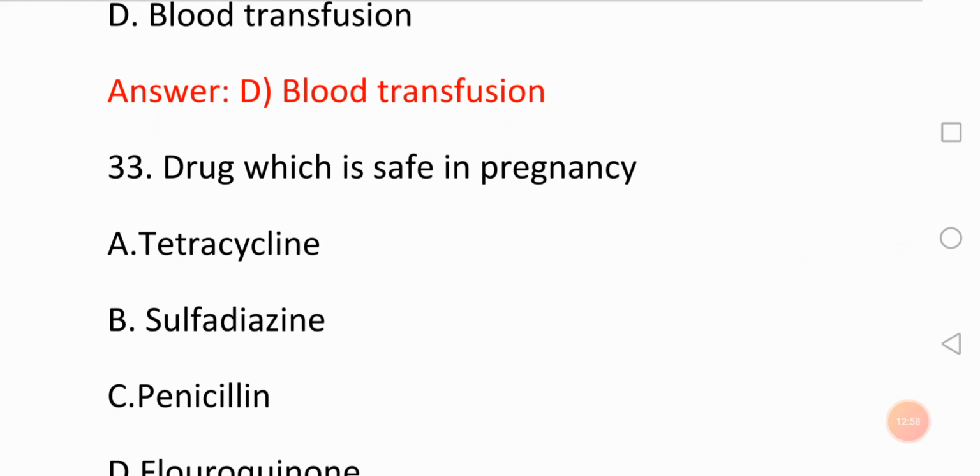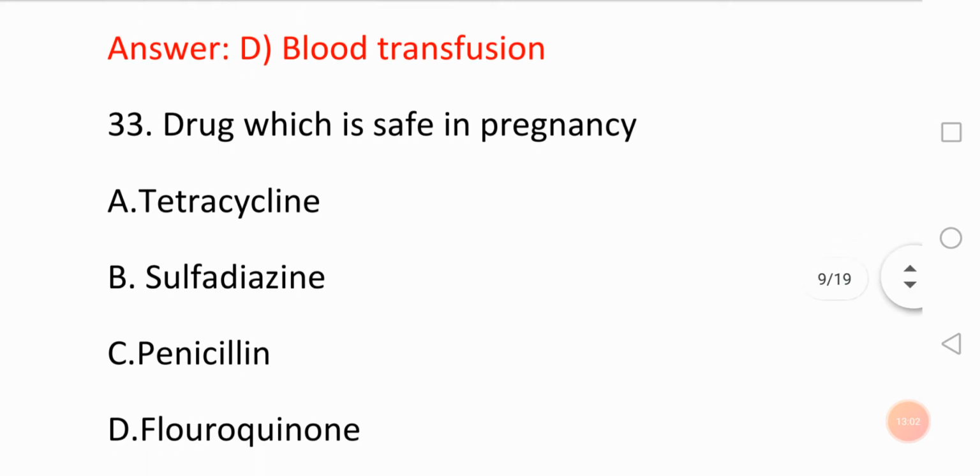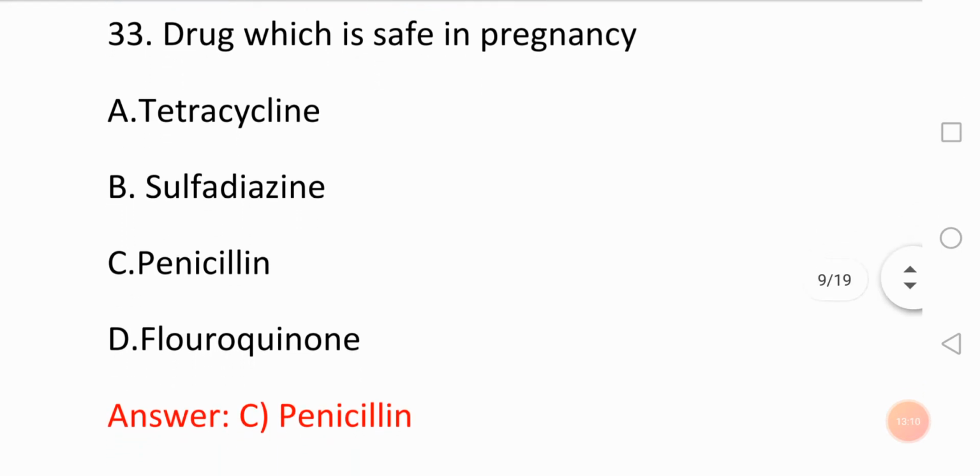33 question. Drug which is safe in pregnancy. A. tetracycline, B. sulfadiazine, C. penicillin, and D. fluoroquinolones. And the answer is C, penicillin.